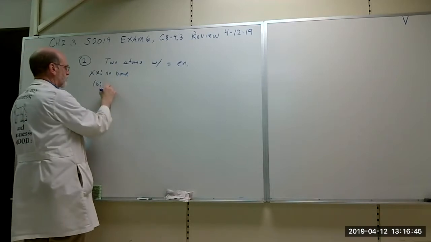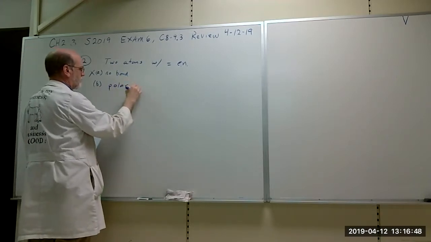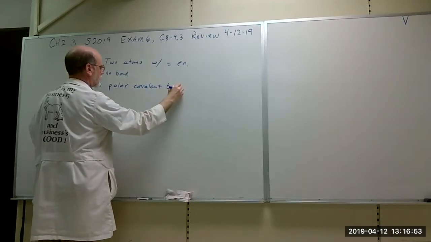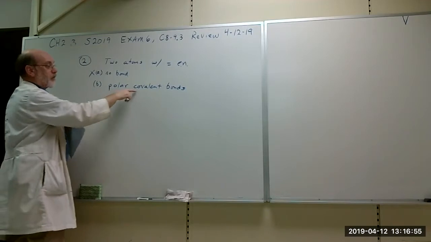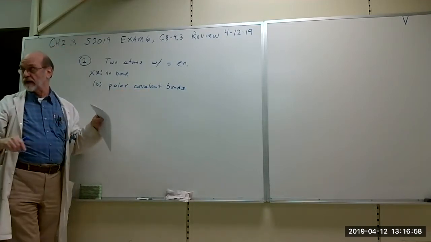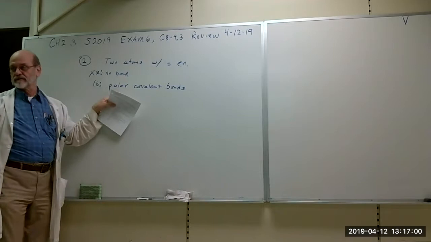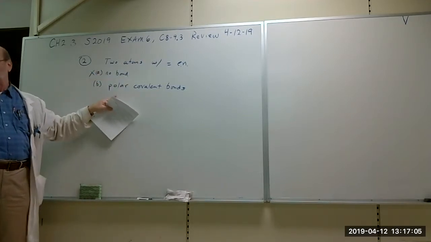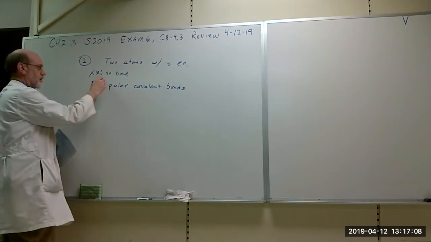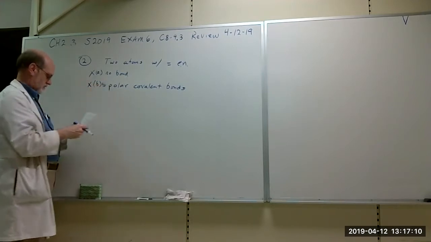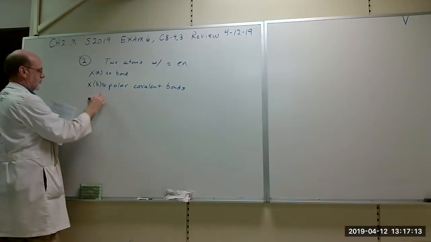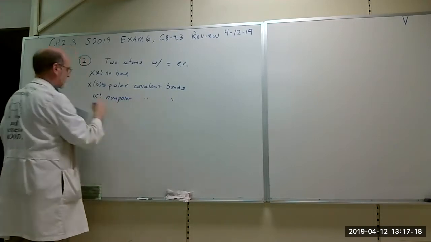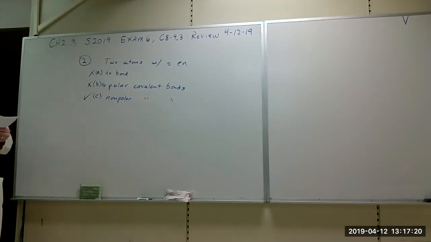B, polar covalent bonds. The covalent's true, right? How about polar? If they're nearly equal in electronegativities, then they're not going to be polar. They're going to be non-polar. And that's C. Non-polar covalent bonds. C is correct.